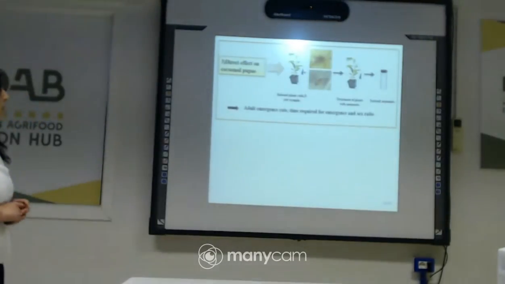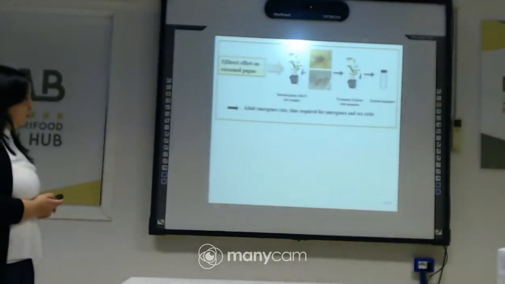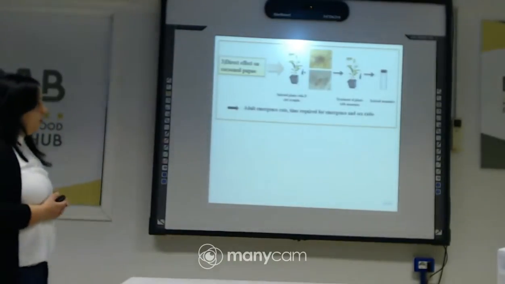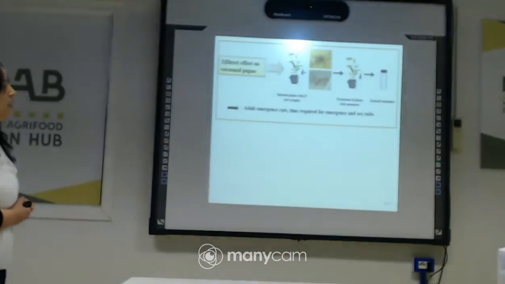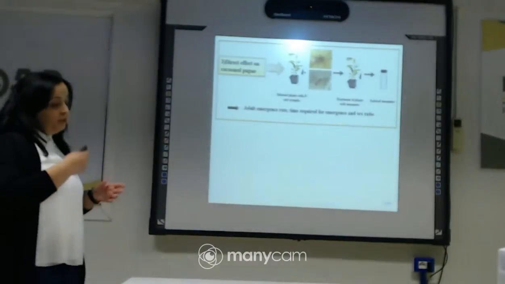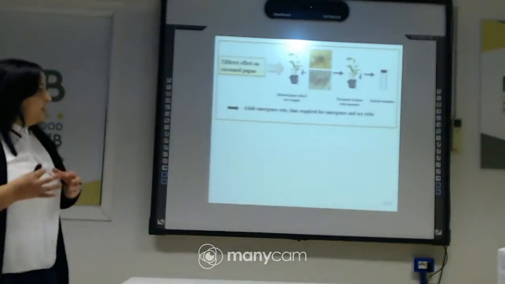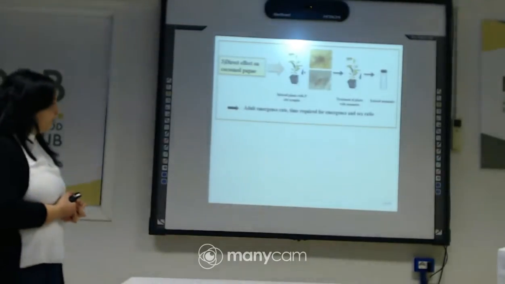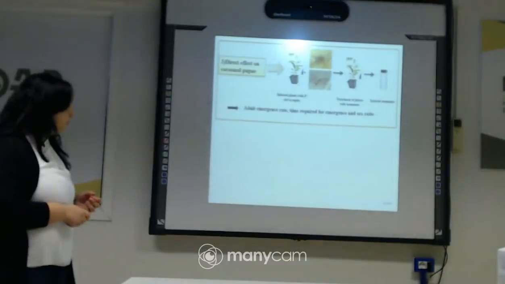The third parameter is the direct effect on cocooned pupa. To perform that, we need plants infested with Planococcus citri, and we will isolate with this plant female and male parasitoids. After the formation of the mummies, we will treat our plants, and we will isolate the mummies in glass vials, and we will check the adult emergence rate, time required for emergence, and sex ratio.